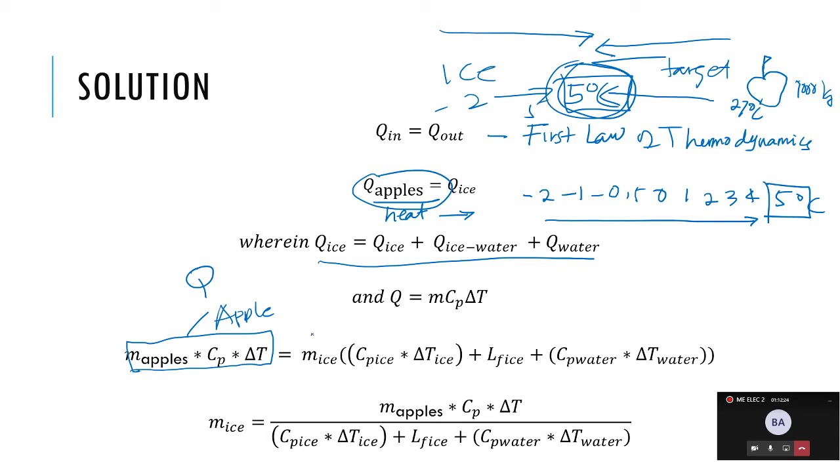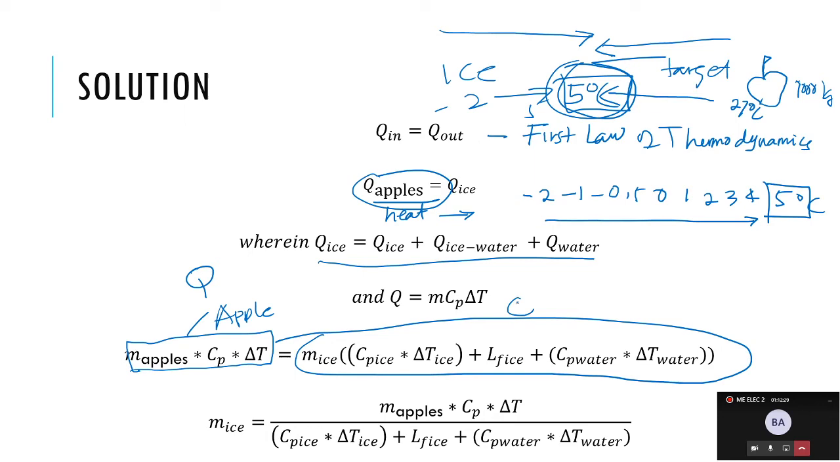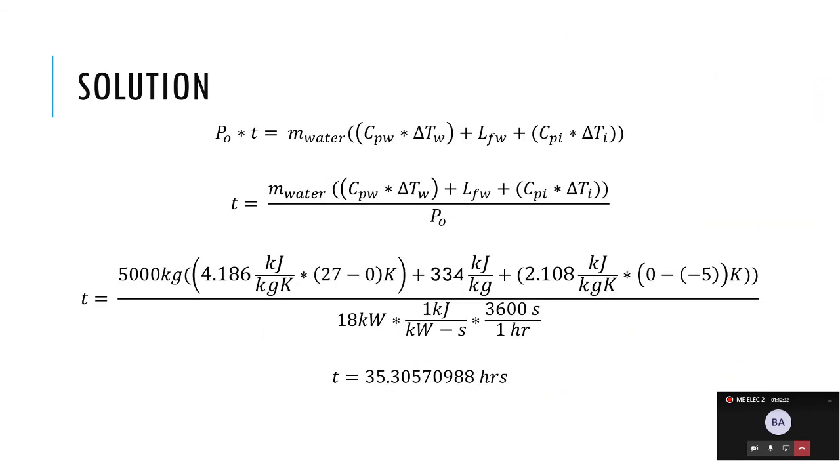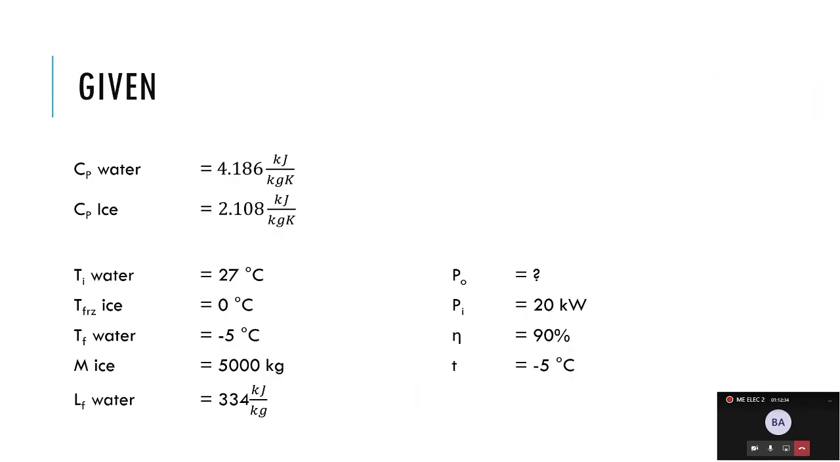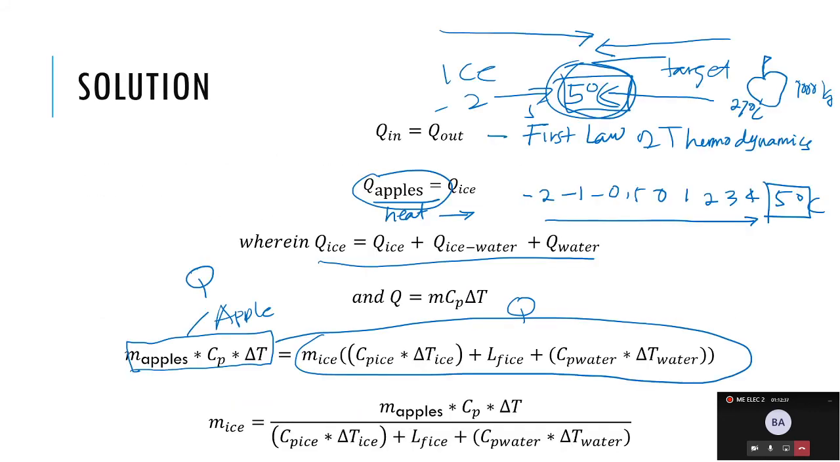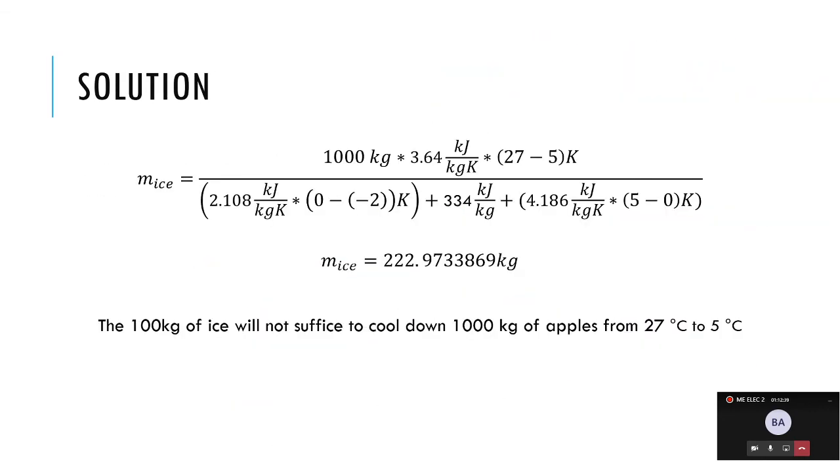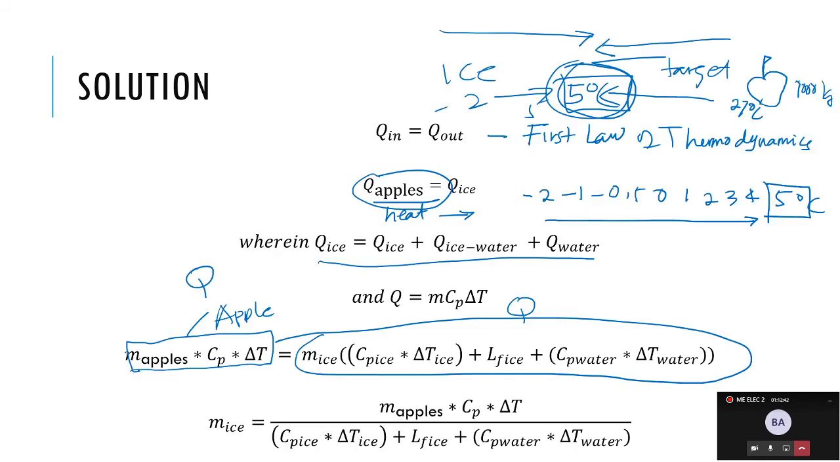Ito naman, class, ano tong equation na to? What is this equation all about? Ito yung heat naman na marireceive ng ice. Magalaw masyado tong digital pen. So, maliwanag ba, class? Is it clear? Yes po, sir. Ang heat ng apple ay marireceive ng ice. Kung anong nirelease ng apple, yun ang marireceive ng ice. Bakit napakahaba ng tungkol sa ice? Why is the equation of ice longer?